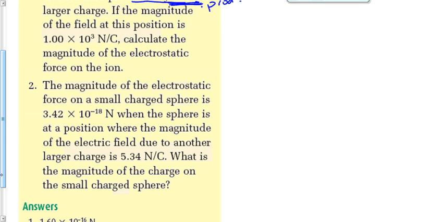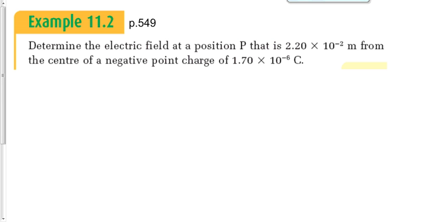Same deal down here. Okay, this small charged sphere experiences a force where there's an electric field due to another larger charge. The other larger charge is the producer. So this must be a force felt by the experiencer. And of course, the electric field is felt by the experiencer as well. Use the experiencer equation. In contrast to that, let's try another example here on page 549.